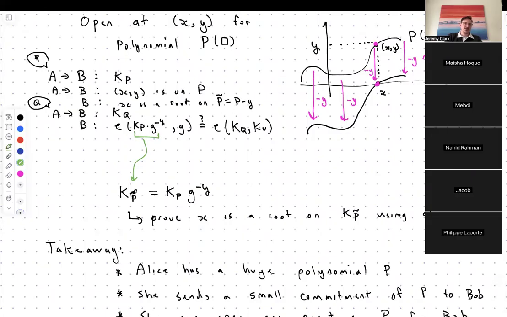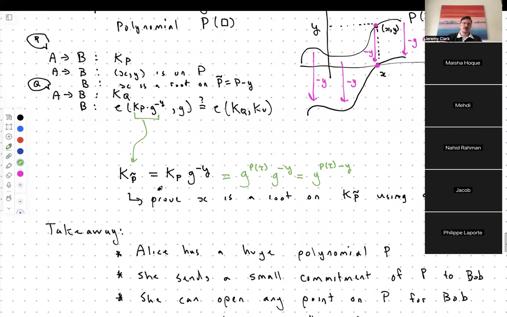Well, I take my original commitment to the polynomial and multiply it by g to the minus y. The commitment to the polynomial is g to the P(tau), and g to the minus y is this, and so that's going to give me g to the P(tau) minus y. So that's how I slide the polynomial down.